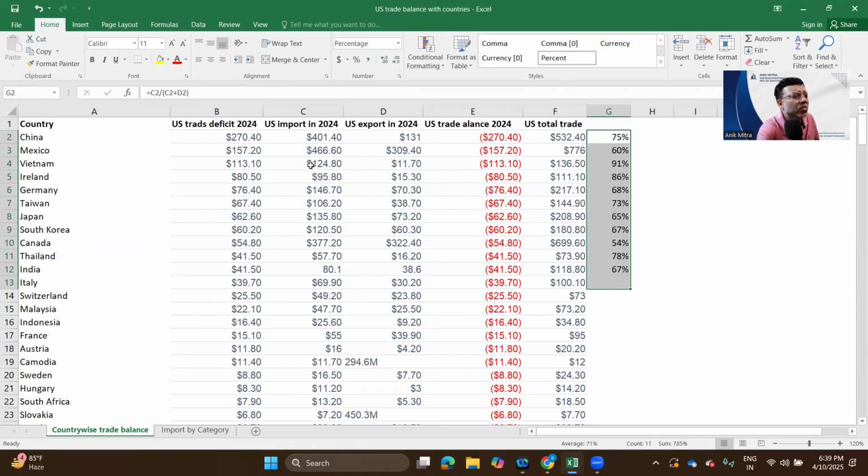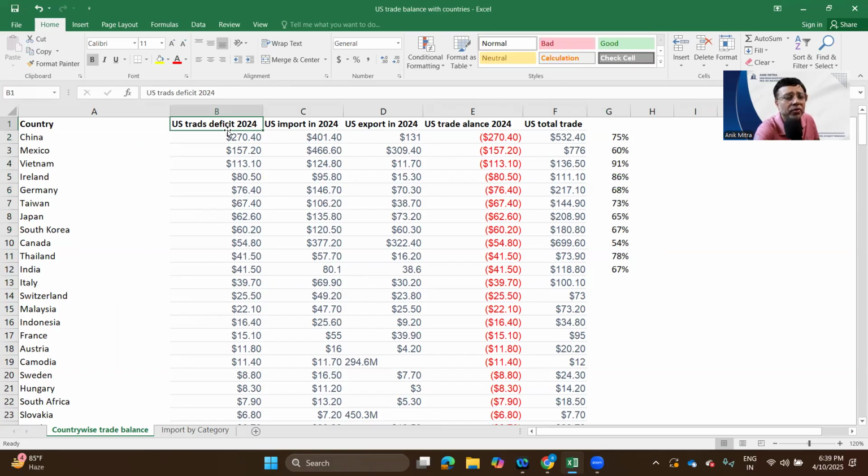This is the data set which says what is the trade deficit of US in 2024 with some specific countries. If there is a trade surplus, that is also there. I will come to those points step by step. How much was the import from that particular country to US? How much has been exported to that particular country by US? So that will give us the total trade deficit or trade surplus, whatever it is. And accordingly, we will discuss those points.